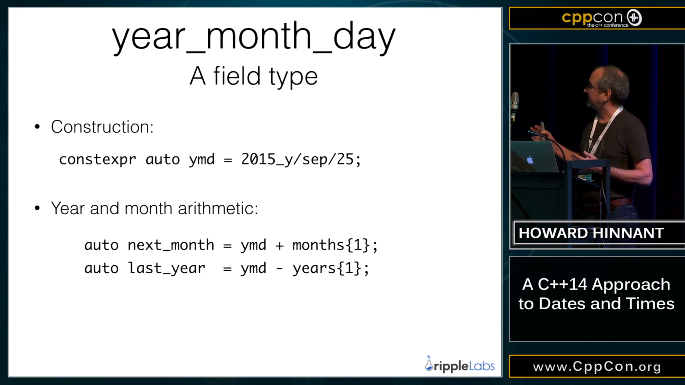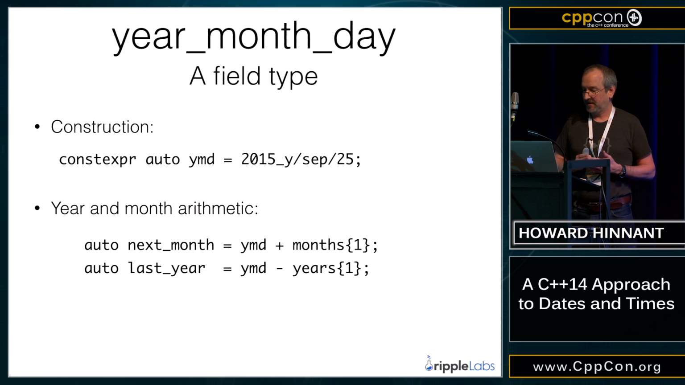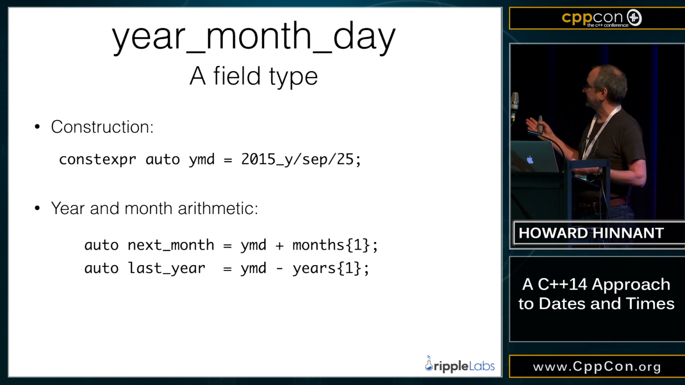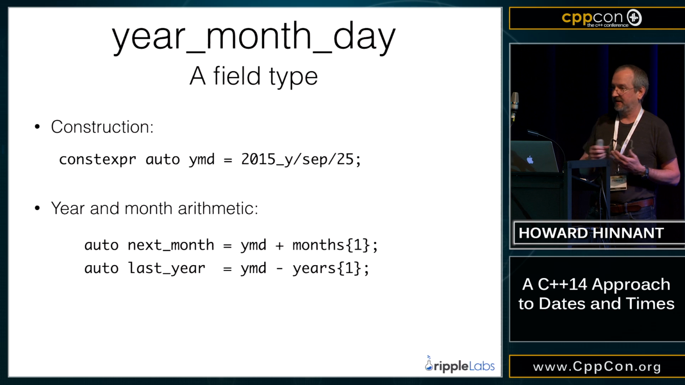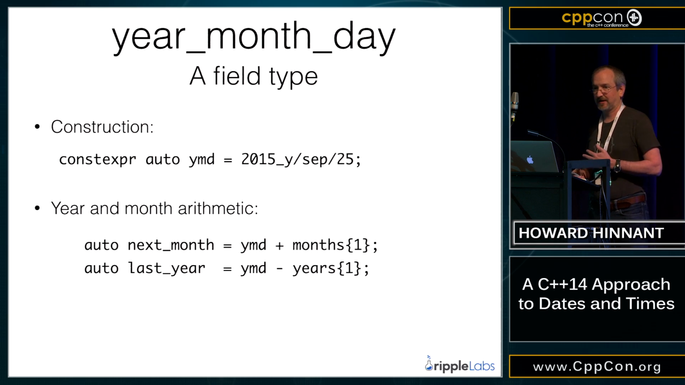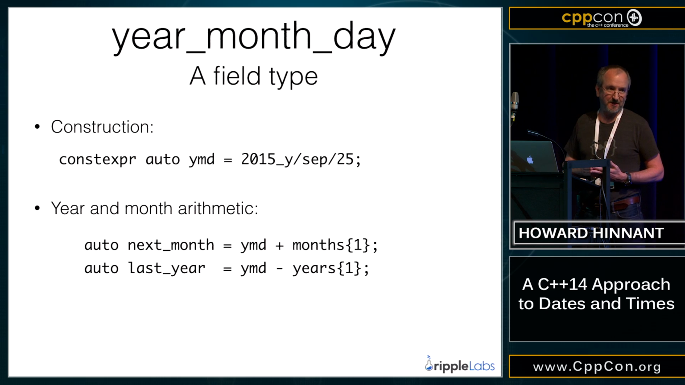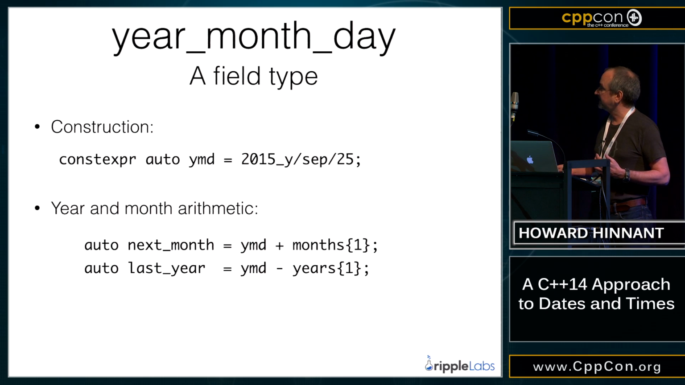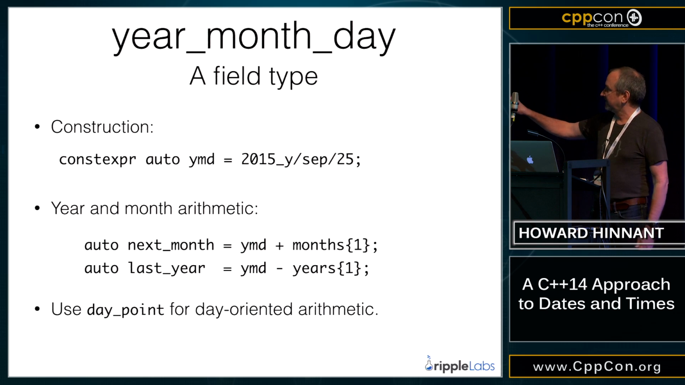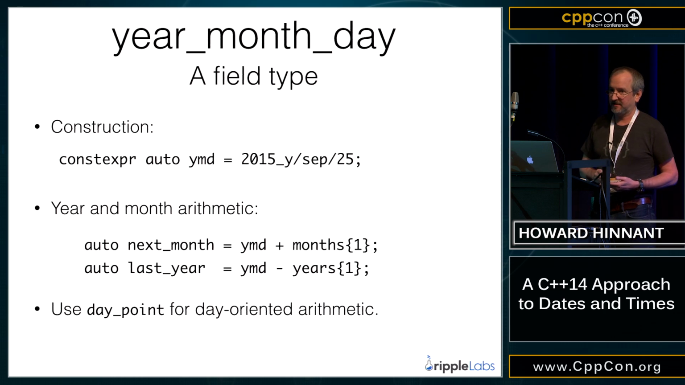Year_month_day is the best data structure for year and month arithmetic. So if you want to add months or subtract years, that's all very doable and in all type-safe syntax. You can never add an integer to a year_month_day or subtract an integer from a year_month_day because that would be ambiguous what it means. Everything is very type-safe, and the advantage of type safety is that you catch your errors at compile time. If you want to do day-oriented arithmetic, you need to convert to day_point for that. And the reason for that is efficiency.